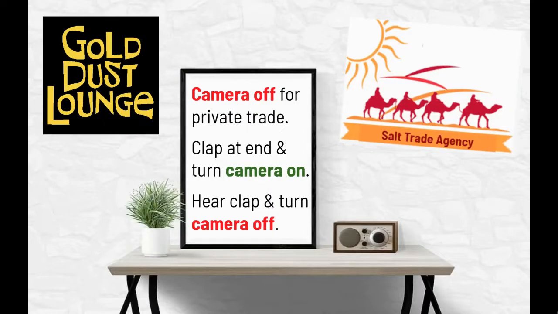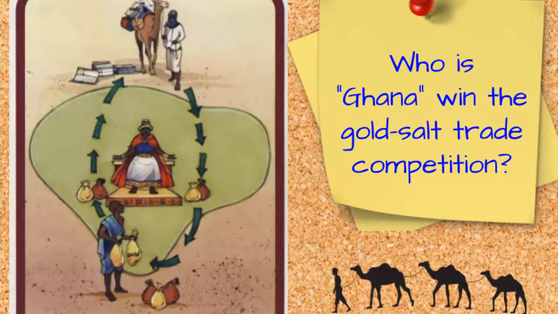All right. The key to remember is when you come to trade, turn your camera off for a private trade. Clap at the end. After you clap, turn your camera on. When you hear the clap, you're going to turn your camera off.